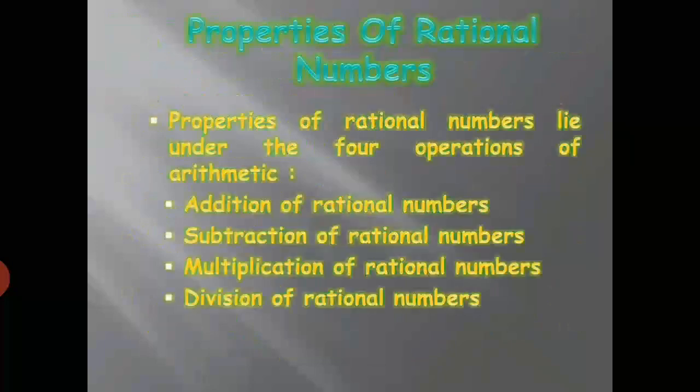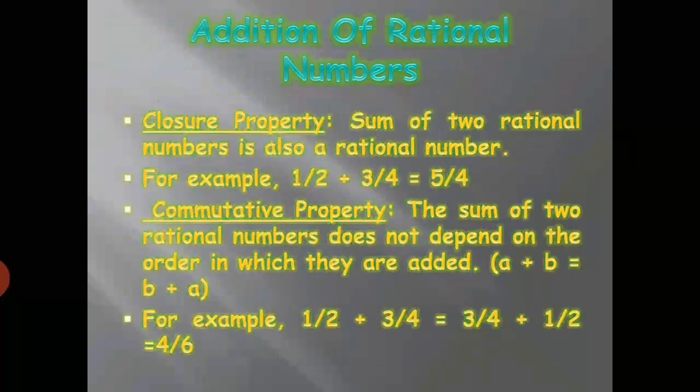Next is properties of rational number. So properties of rational number lie under the four operations of arithmetic. First is addition of rational number. Next is subtraction of rational number. Next one is multiplication of rational number. And the last one is division of rational number. So we will start with addition of rational number.